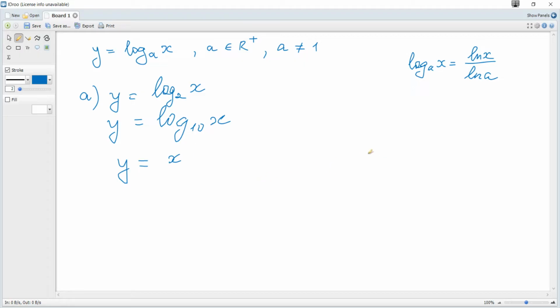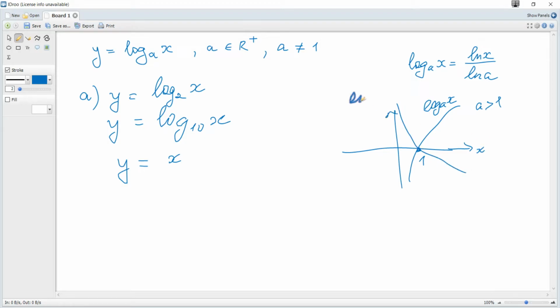Okay, without any calculators, we know that in general log to the base a looks like this. It passes through (1, 0), and if base is greater than or equal to 1, it looks like this. So it's log a x when a is greater than 1. When a is greater than 0 and less than 1, it looks like this, but also passes through (1, 0). So it's also log a x, but when a is greater than 0 and less than 1.